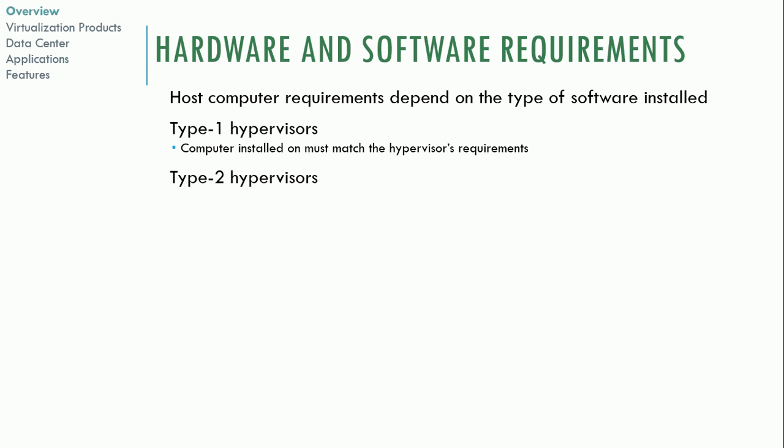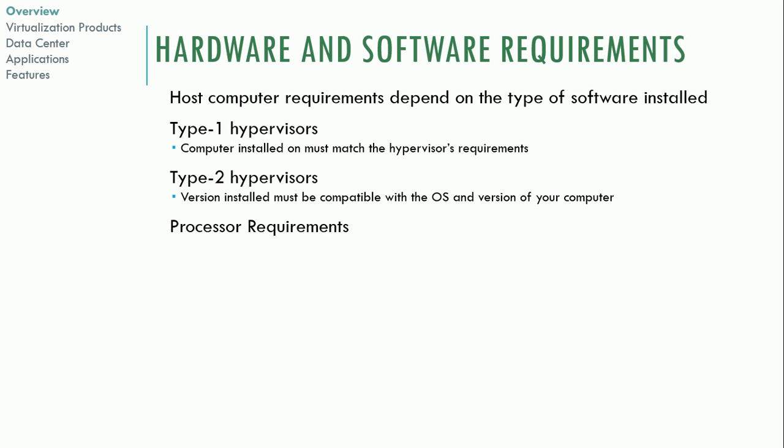As for the Type 2 hypervisors, they're a little bit easier. It just has to be compatible with the operating system, the version of the operating system as well, on the computer on which you want to install it. There are some hardware requirements. Sometimes there are limitations with microprocessors, but it's usually a little bit more forgiving than the Type 1 hypervisors. So processors have to support virtualization. Usually they require multi-core processors, although I don't think that's always the case. But certainly it's recommended.